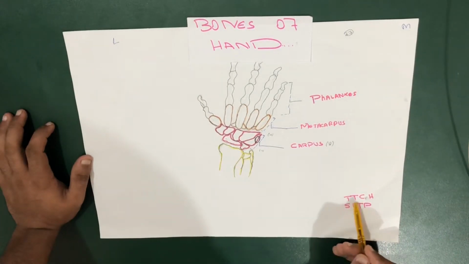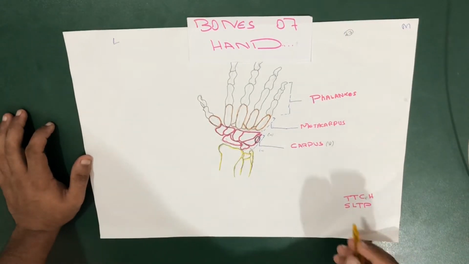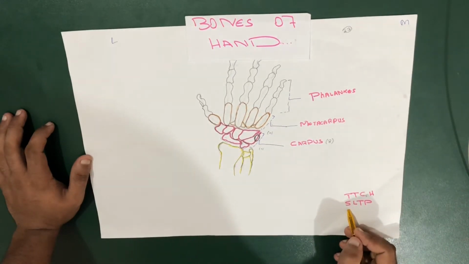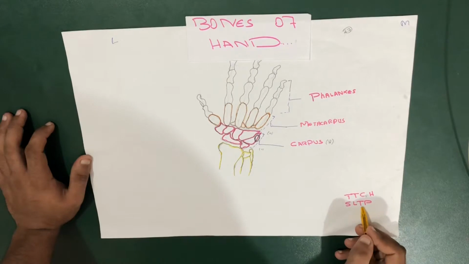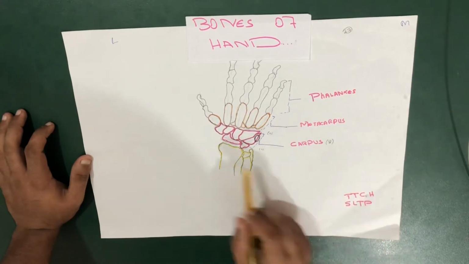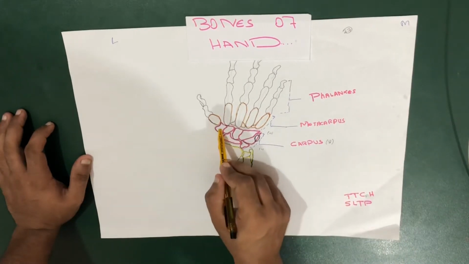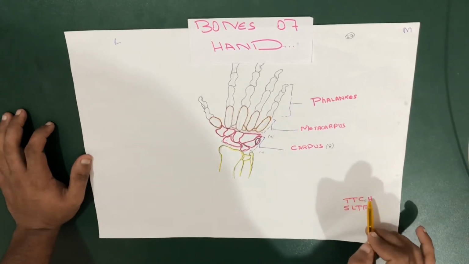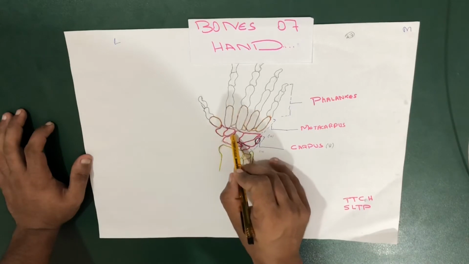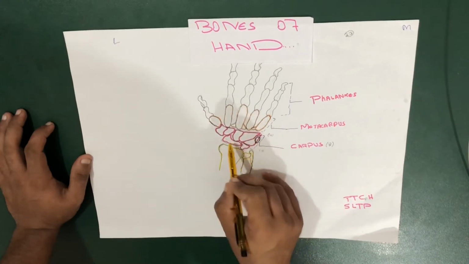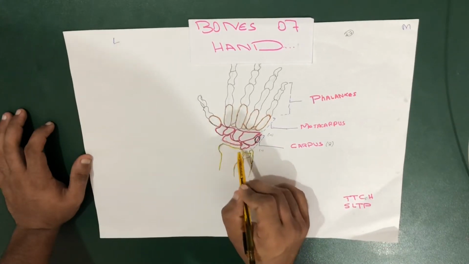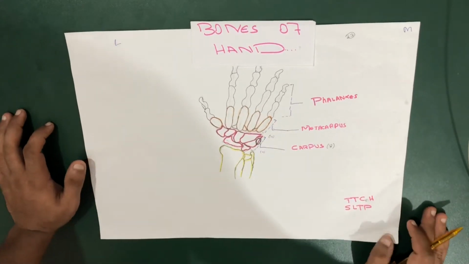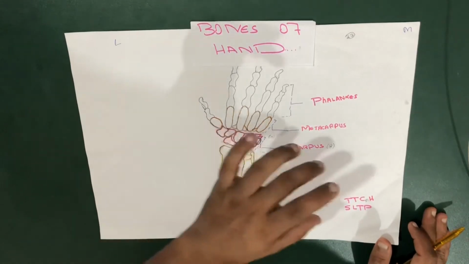So SLTP, TT, C, and H. What does that mean? Sam looks too pretty, totally cute and handsome. By this we can say scaphoid, lunate, triquetral, pisiform, and in this area, by TT, CH, trapezium, trapezoid, capitate, hamate. This is all about the bones of the carpus area.